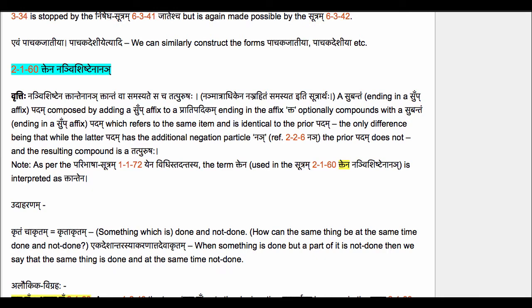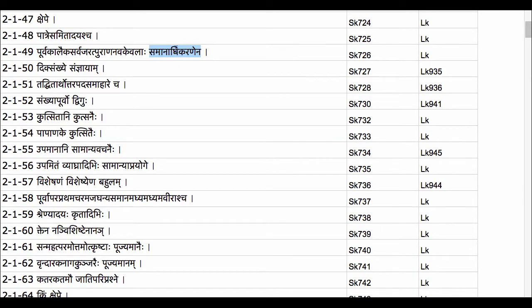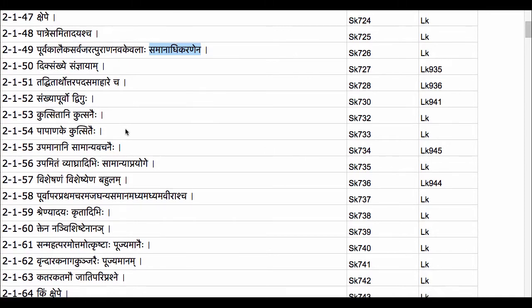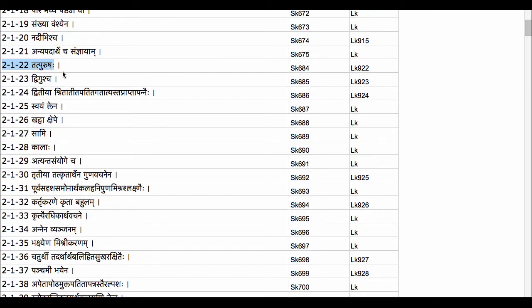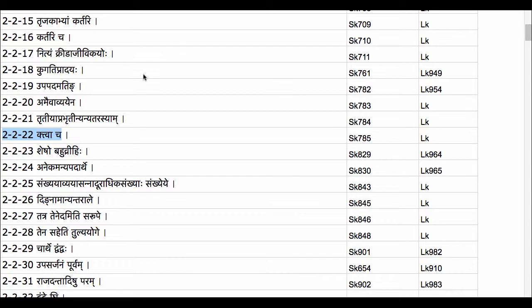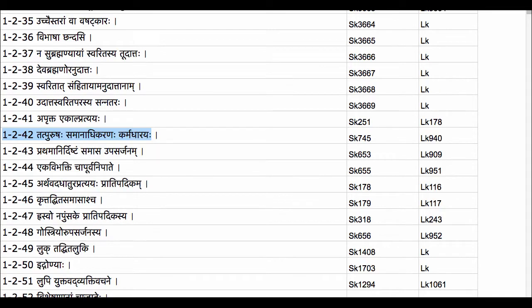Let us now continue in the Adhikara of Samana Adhikaranena, which we know starts from 2-1-49 and goes to the end of this first quarter of the second chapter of the Ashtadhyayi. This Adhikara is within the Adhikara of Tatpurushaha, which of course runs from 2-1-22 down to 2-2-22. The compounds prescribed in this section, Samana Adhikaranena, get the designation Karmadharayaha by the Sutram 1-2-42.